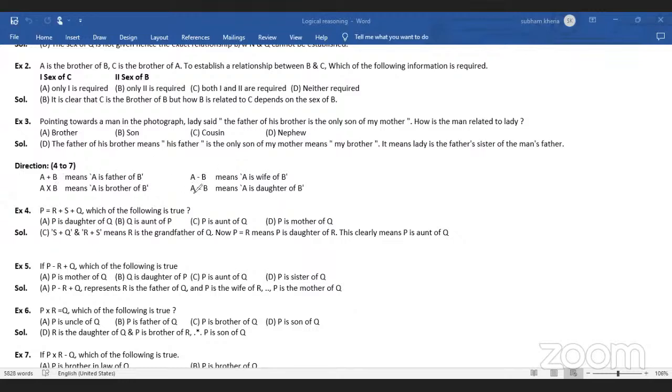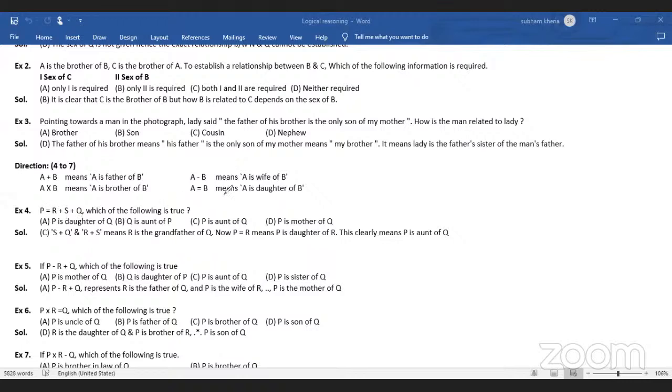For example, four statements are given. A plus B means A is the father of B. A minus B means A is the wife of B. A into B means A is the brother of B. And A equals B means A is the daughter of B. Take these four relations given to us, and this is the question asked: P equals R plus S plus Q. Use it to say which of them is true. So let's see, one by one.